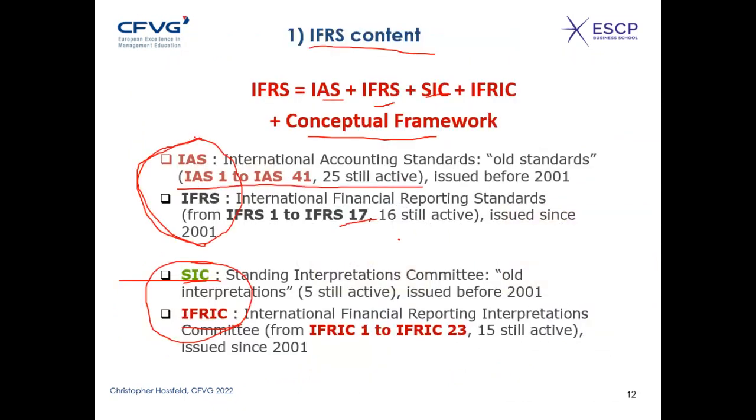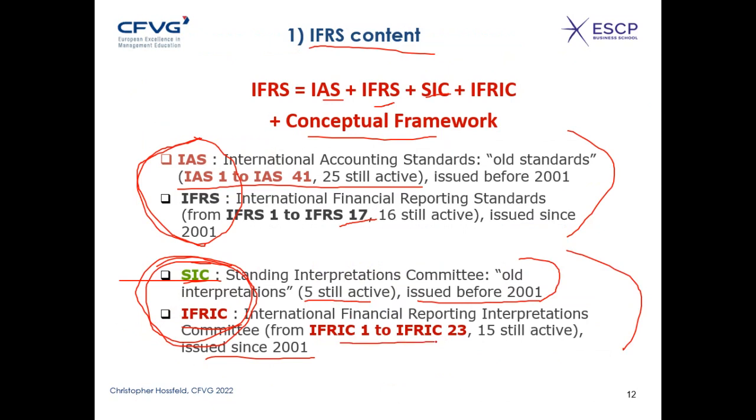Then the board officially issues an interpretation, and these interpretations are the SICs and IFRICs. The same thing: SICs are the old ones, IFRICs are the new ones. However, the old interpretations will disappear faster, because when I update any accounting standard, obviously if there was a problem in the formulation, in the next update I will deal with the problem, and the problem will disappear. Since the problem disappears, the corresponding interpretations obviously also disappear. That's why there are only 5 or 6 still valid, and even from the newer interpretations, only 15 are still active, which means 8 of those interpretations have already been incorporated in updates of the standards.